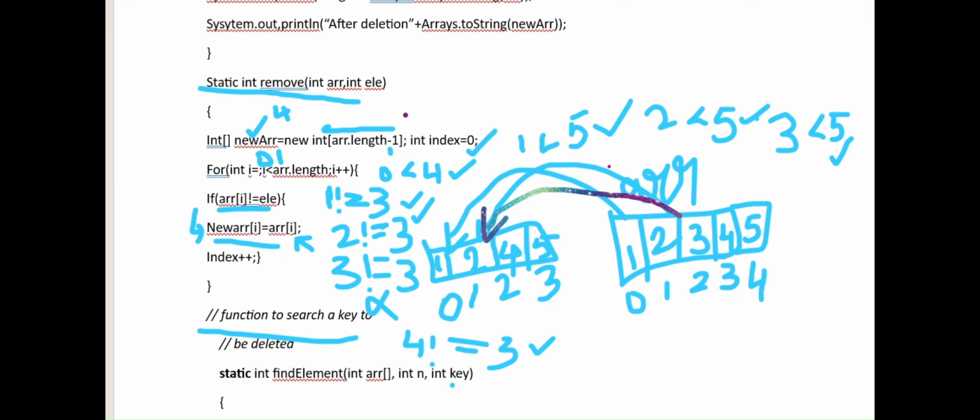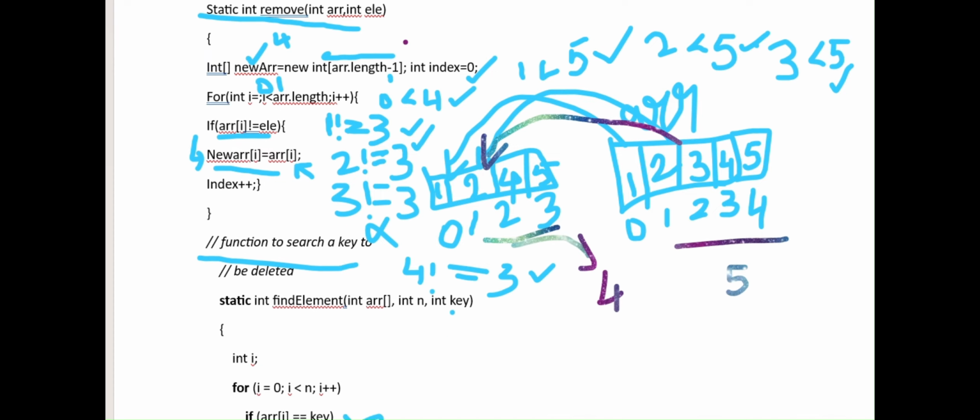Like this, the iterations will happen. Here, array dot length equal to 5. The new array length is 4, because we are deleting one element. Okay, let's see the next operation.